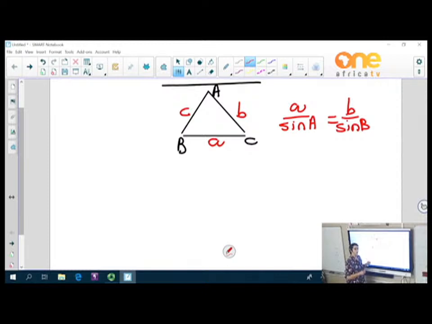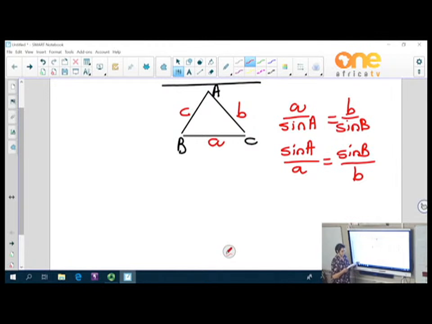The one that you want to calculate is the one that we're going to put in the left-hand top. So if it is a side, we're going to use this one. But if it is an angle, then we will say sine A over a is equal to sine B over b. So the one that we want to find is in the left-hand top.